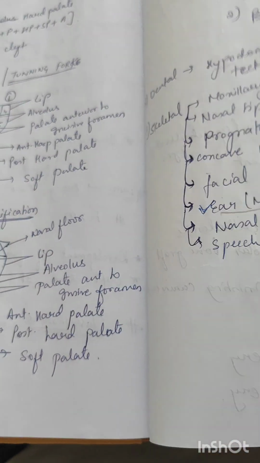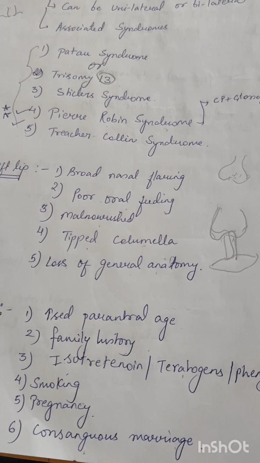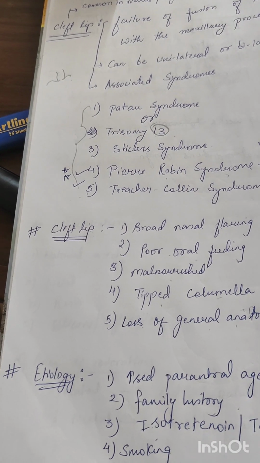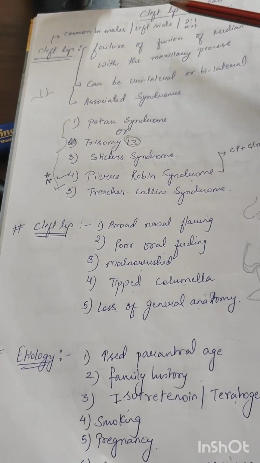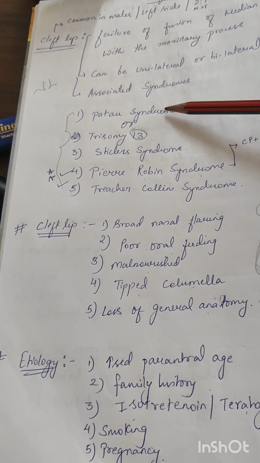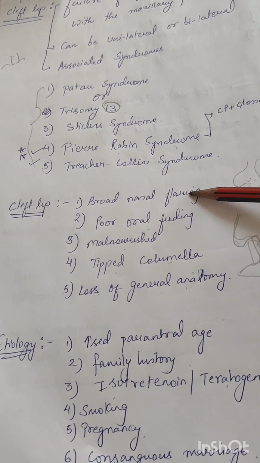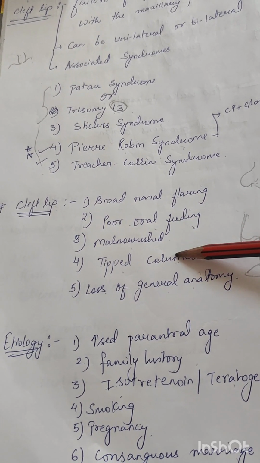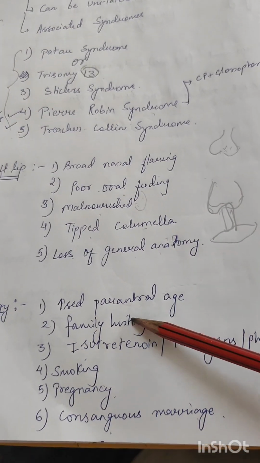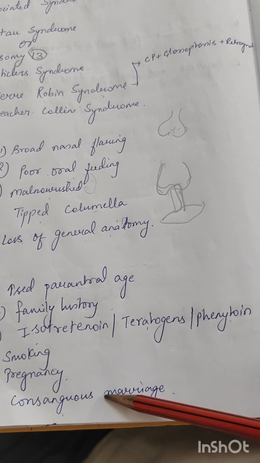So this was all about cleft lip and palate. The nasoalveolar molding we'll be discussing in the next video. Now a quick revision. Cleft lip is common in males, the left side is more commonly affected, with a 2:1 ratio. It results from failure of fusion of the median nasal process with the maxillary process, and can be unilateral or bilateral. Associated syndromes: Patau syndrome or trisomy 13, Stickler syndrome, Pierre Robin, Treacher Collins. Cleft lip has broad nasal flaring, poor oral feeding, and malnourishment, tipped columella, and loss of general anatomy. Etiology: increased parental age, family history, teratogens like phenytoin, smoking, pregnancy, consanguineous marriage.